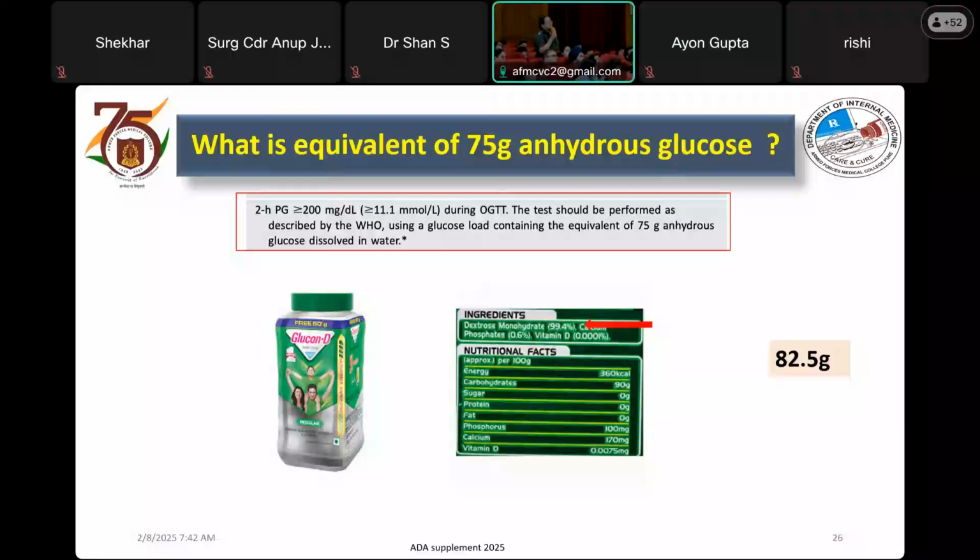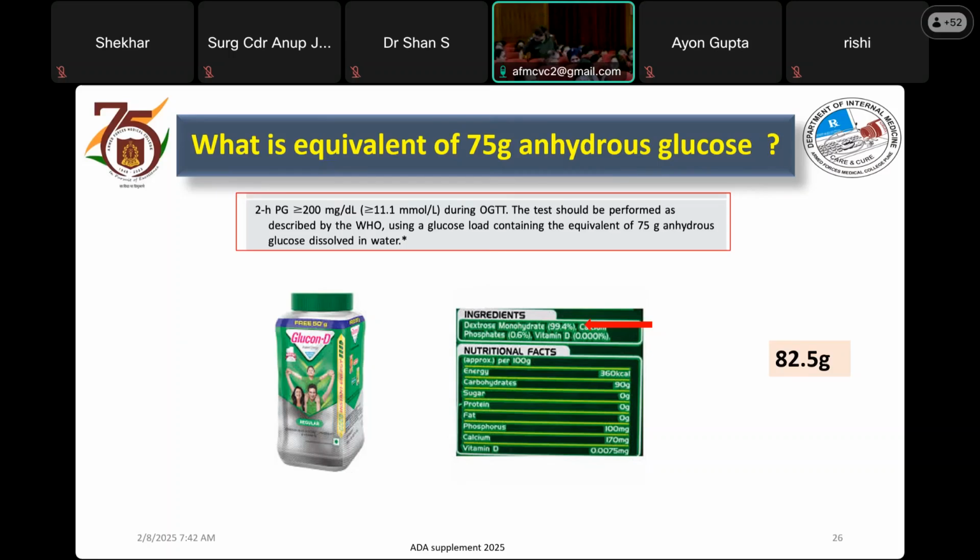How do you administer the glucose? The glucose we have to put in 300 ml of water, mix it, and the patient has to be encouraged to take it within 5 minutes, because most of the time vomiting occurs. So we have to counsel the patient and advise them to take it within 5 minutes. And if vomiting occurs, then we'll have to not.